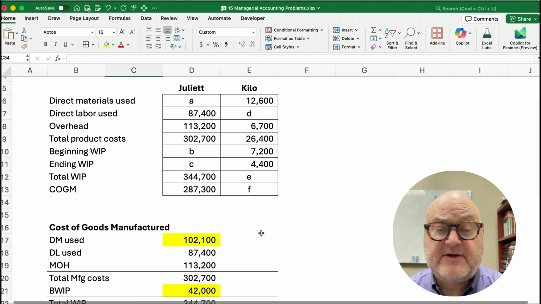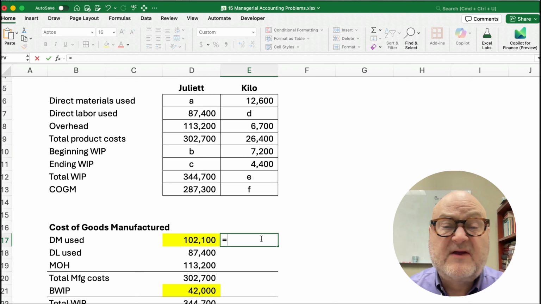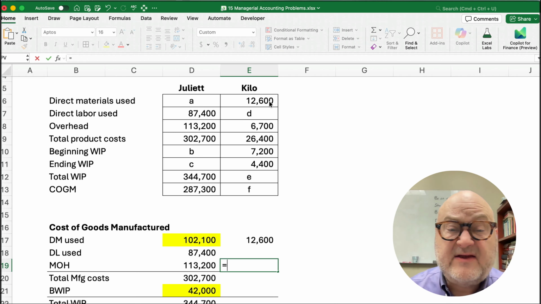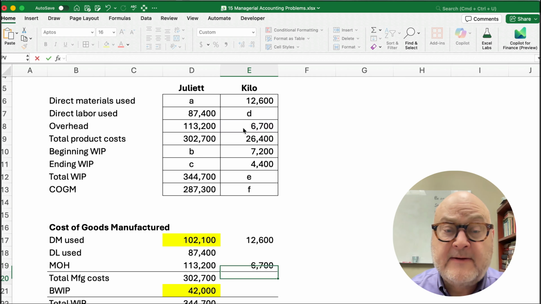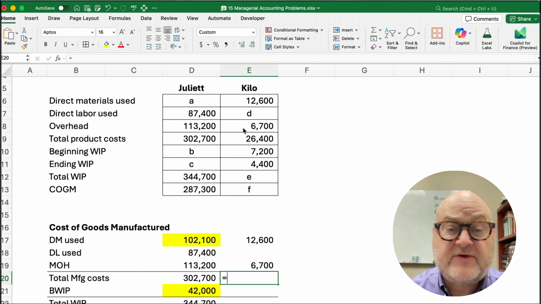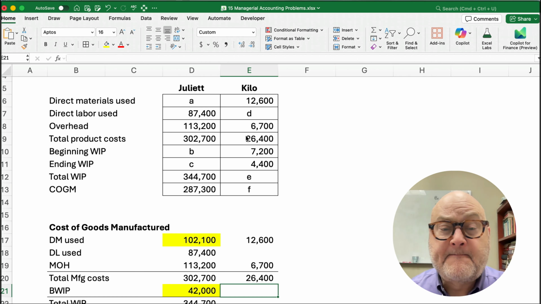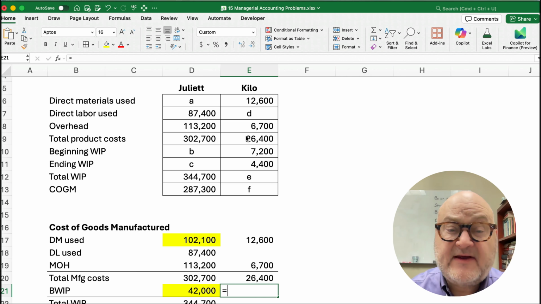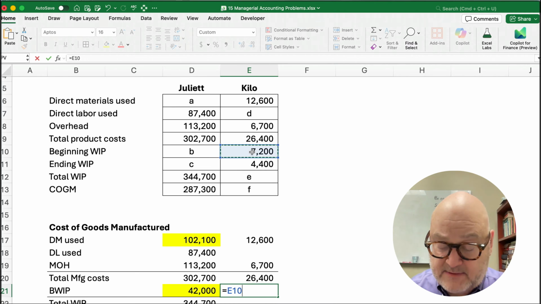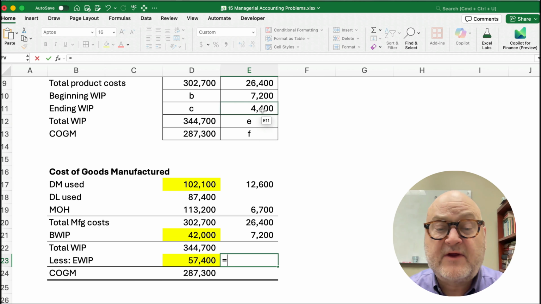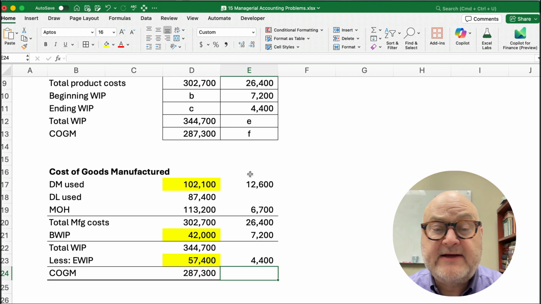So we have direct materials. We know this one in this case. We have direct materials used. I'm going to go through and just plug in what we know, and then we can solve for what we don't know. Overhead, we know that is $6,700. We know our total product cost or total manufacturing cost is $26,400. We know our beginning work in process is $7,200. We know our ending work in process is $4,400. So now we've plugged in.